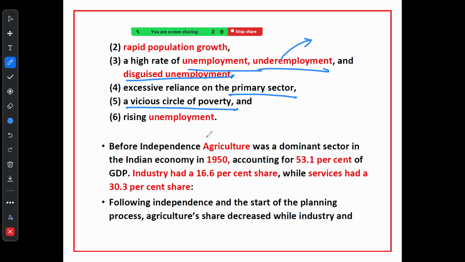The next point is rising unemployment. Of course, this is pretty straightforward. More and more people were looking for jobs, but there were not enough, leading to frustration and economic hardship.